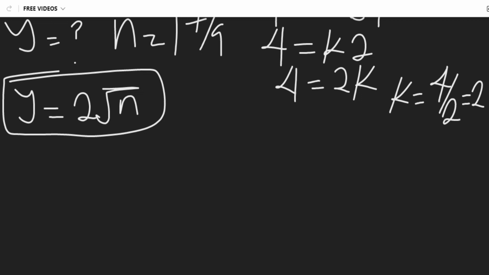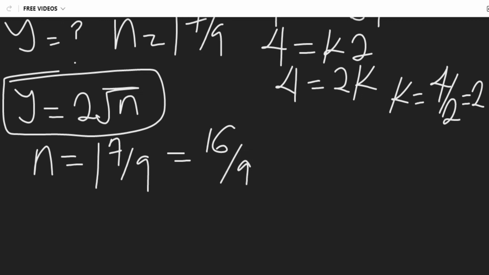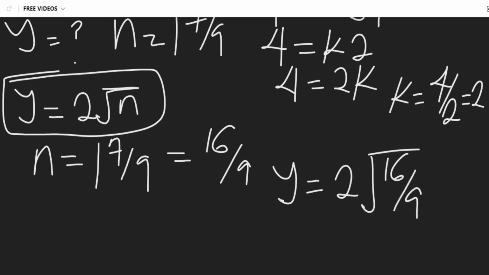So if we want to do that, we'll have our n to be equal to 1 whole number 7 over 9, which is equal to 9 times 1 is 9 plus 7. That will give us 16 over 9. So if we want to do that, our y value will be equal to 2 multiplied by the square root of 16 over 9.